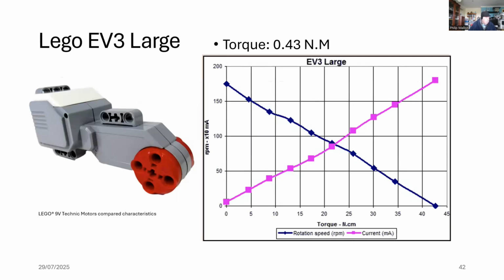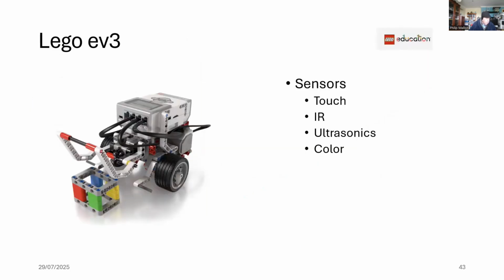Another popular motor that has encoders on it is the Lego EV3, the large unit on that, and we're beginning to increase in torque value. So we've got a stalled torque value of around about 43 Newton meters for that one. And that's used on their Lego EV3 robot. And this one includes the touch, the infrared ultrasonic rangefinder, and the color sensor that can be used for line tracking.